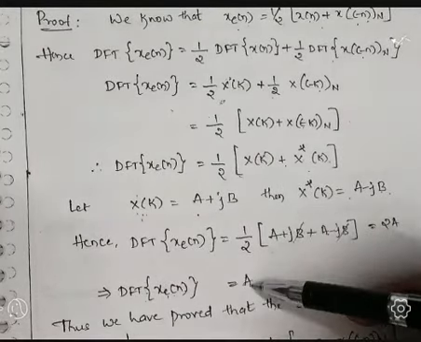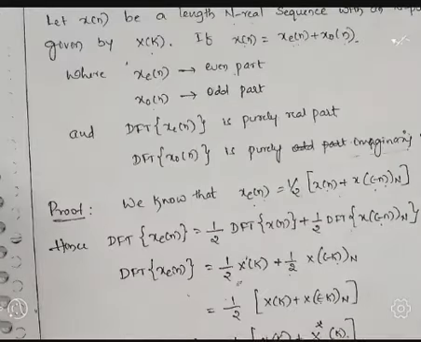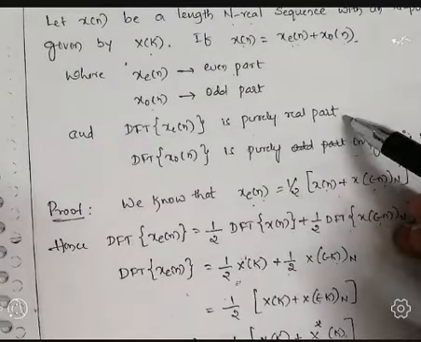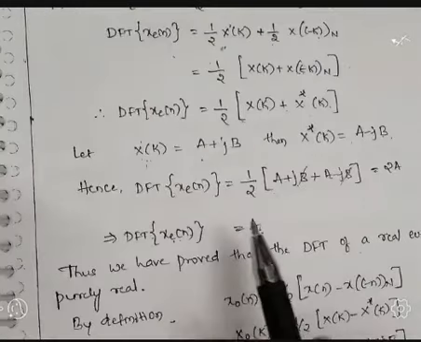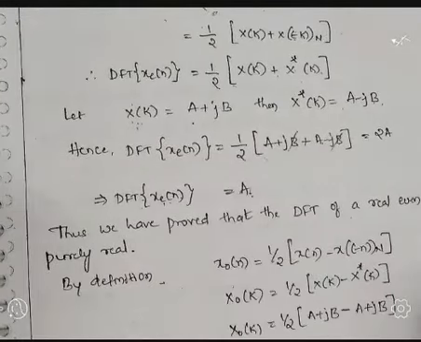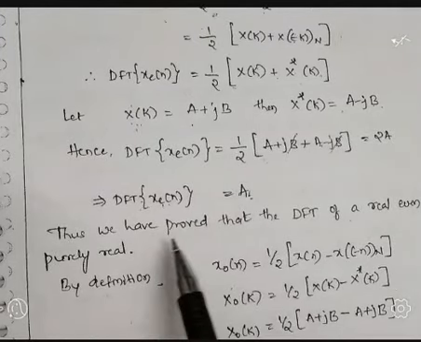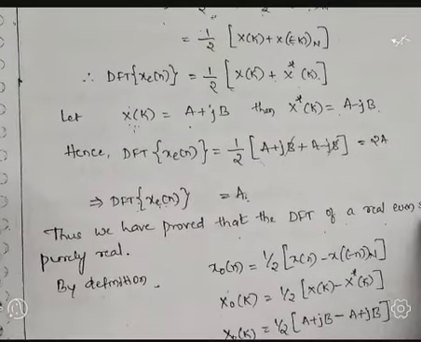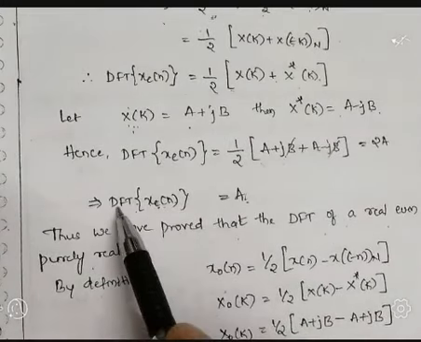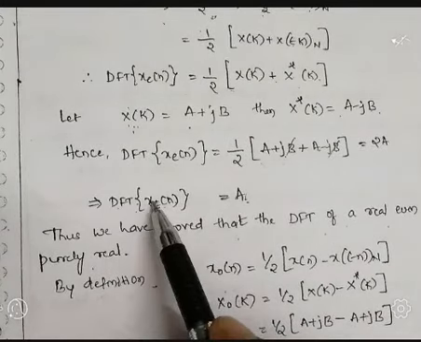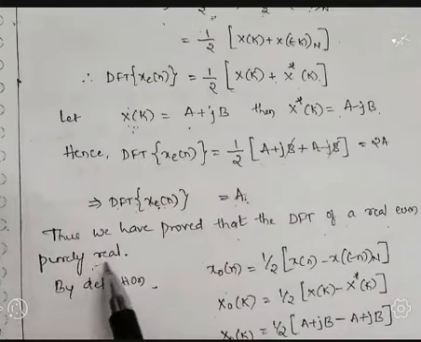This we proved: the DFT of x e of n is a purely real part. Thus we have proved that the DFT of a real even sequence is purely real. x of n is a real sequence as well as an even sequence, and the DFT of a real even sequence is purely real.